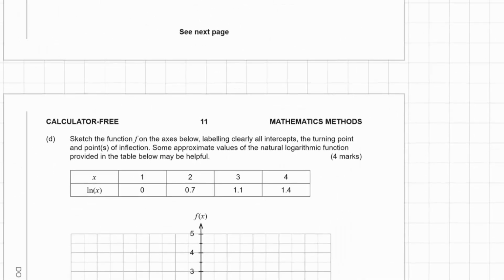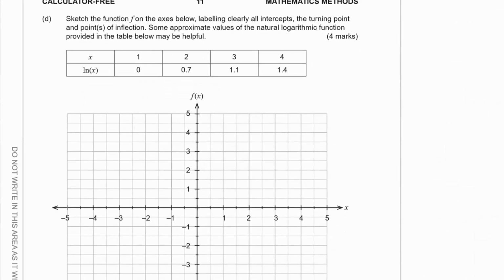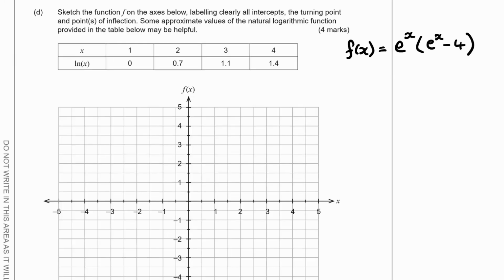Okay, finally, we want to sketch the function f on the axes below, labeling clearly all intercepts, the turning point, points of inflection. Some approximate values of the natural logarithmic function are provided in the table that may be helpful. So we know that our f of x was e to the x, do it in factorized form. So it was that. So we worked out that the point of inflection was at 0, negative 3. So that's going to be our point of inflection just there.